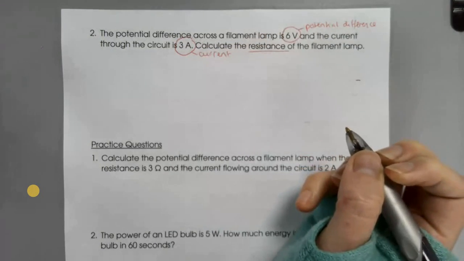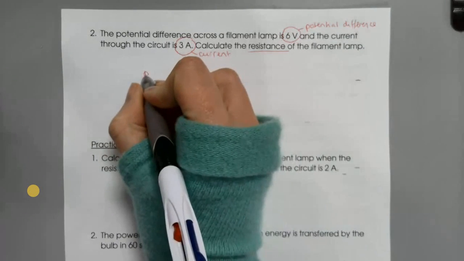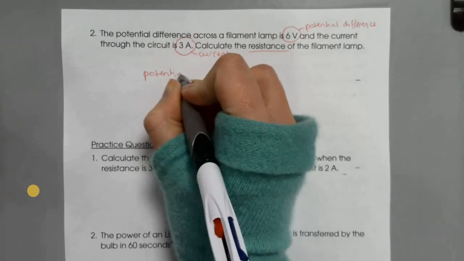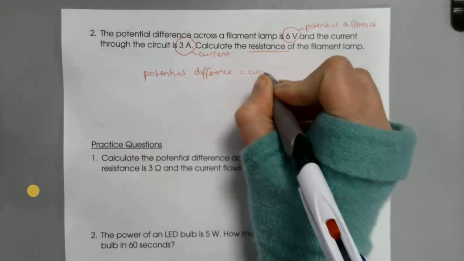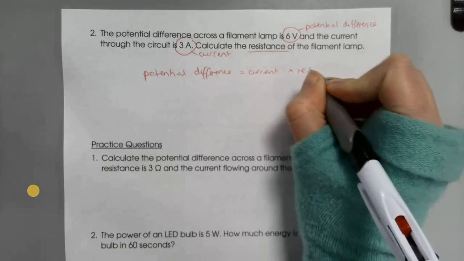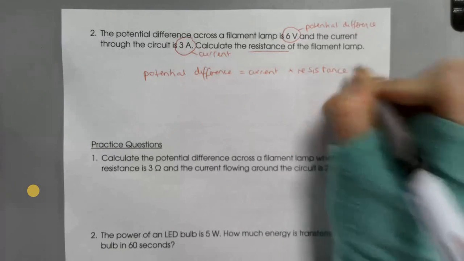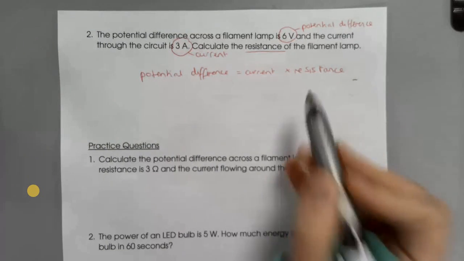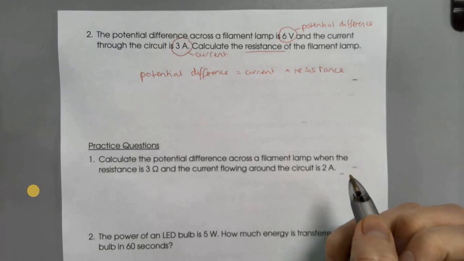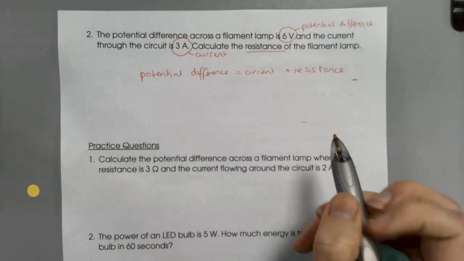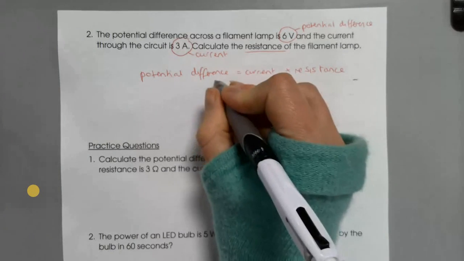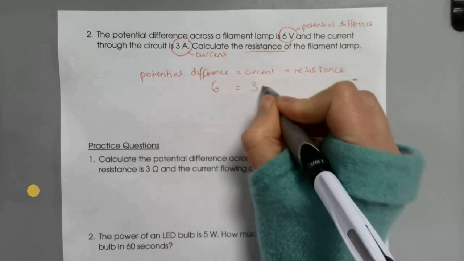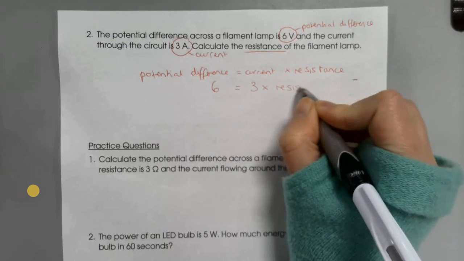The next thing we'll need to do is find an equation that links those things together. And if you look at the other side of your sheet of paper, you will see that potential difference equals current times resistance. Now it's really important that you write out that equation, because in the exam they will give you a mark for remembering and writing the right equation there, just in case you do anything wrong with the maths. So the next thing we're going to do is put the numbers into our equation. So the potential difference is 6, the current is 3, and that is times the resistance.